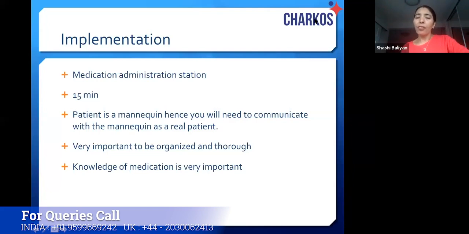So we will give you a list of common medications, and you will usually get a lot of practice as well: these are the common medications, what is their dose, side effects, and all those kinds of things, because sometimes examiners might ask you about these things. So this is one station where you have to be very, very organized and thorough, and you have to have the knowledge of the medication.